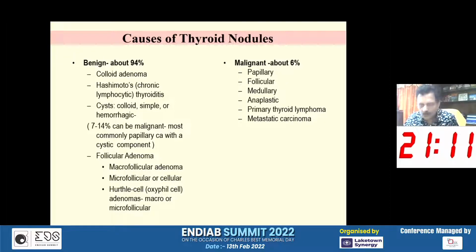So the objective of the evaluation of the thyroid nodule is based on this important principle: that we have to identify the malignancy in the thyroid nodule so that we can take some action and prevent the associated morbidity with the thyroid malignancy.